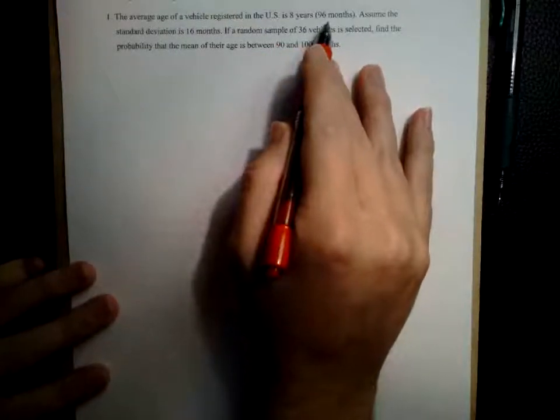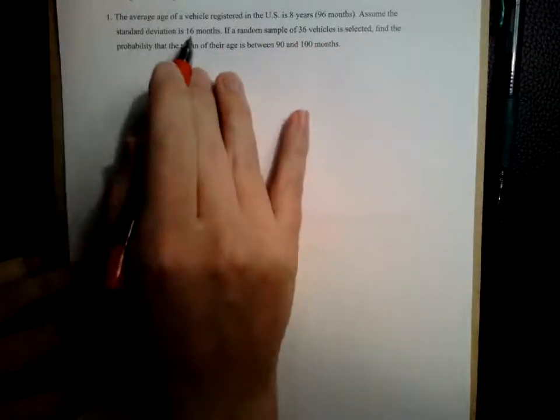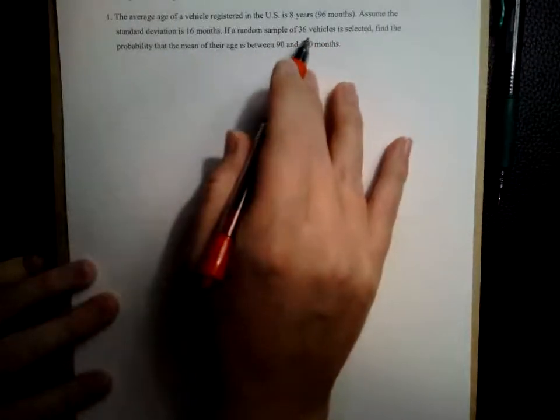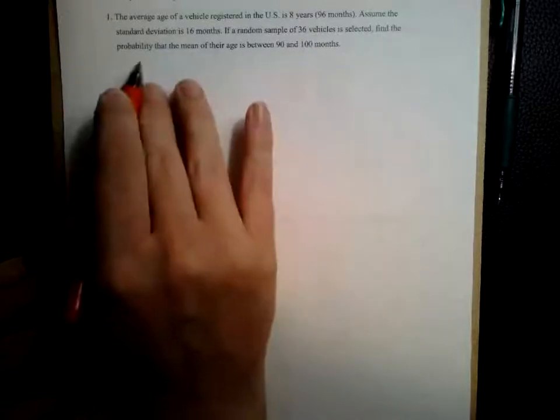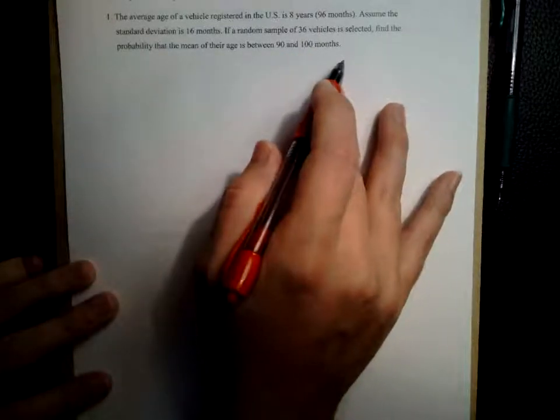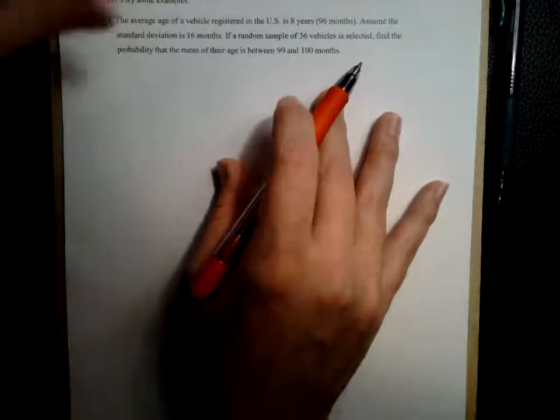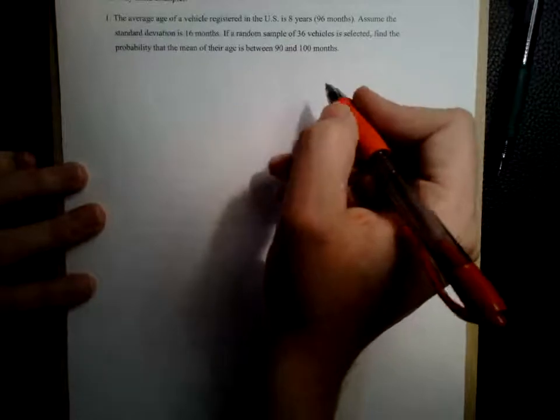Number 1. The average age of a vehicle registered in the U.S. is 8 years or 96 months. Assume the standard deviation is 16 months. If a random sample of 36 vehicles is selected, find the probability that the mean of their age is between 90 and 100 months. The way we know we're going to look at the distribution of the sample means is that it mentions the probability of the mean. Then we're going to be looking at the distribution of X bar.